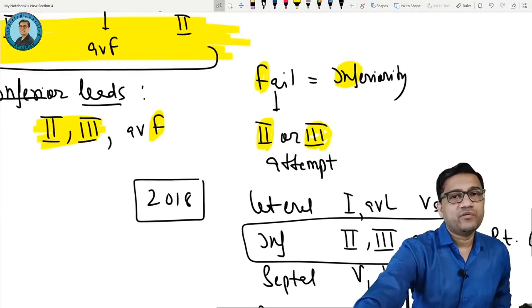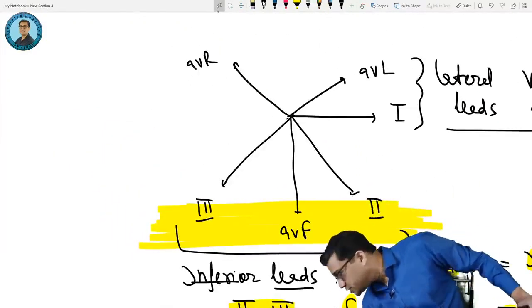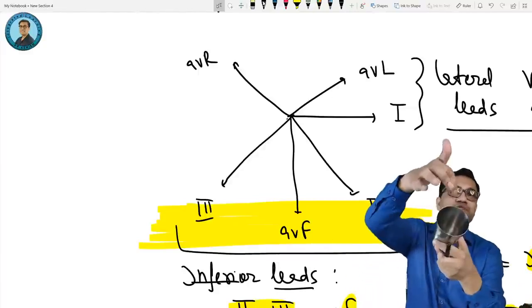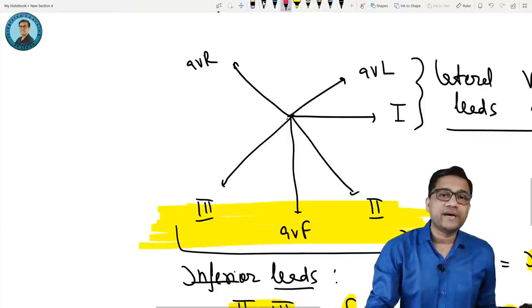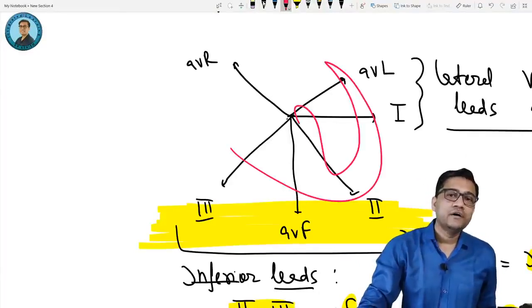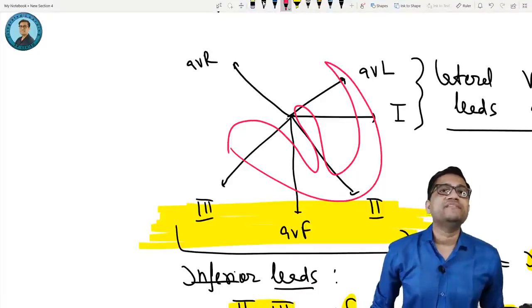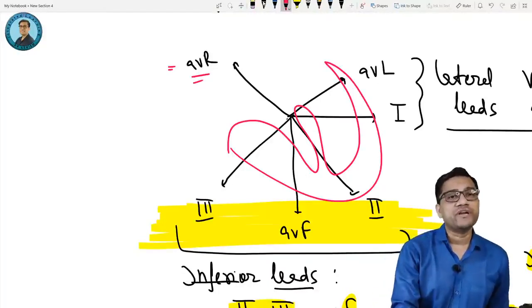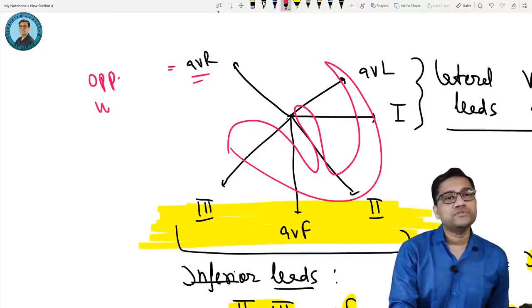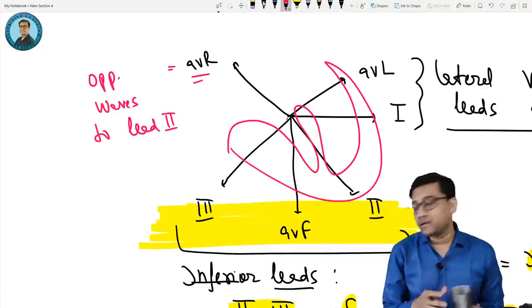Someone asked about AVR. See, AVR is not useful for anything. Why? Because AVR is basically, I'll show. This is the heart, this is the cavity. Can you see the cavity? So AVR is actually showing towards the ventricular cavity. That's why it is pointing towards the cavity. So it gives all the waves inverted. It is basically giving opposite waves to leads 1, 2, 3.